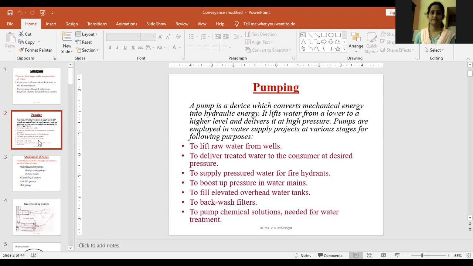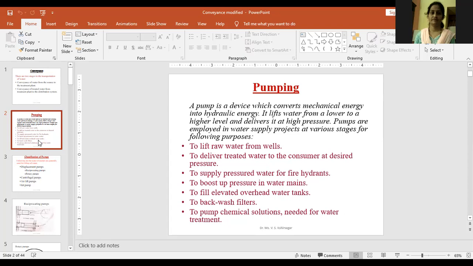A very short part is included for you about pumping, because the detailed understanding of pumping and pumps is in mechanical engineering. But still, civil engineers should have some knowledge of pumping because they have to use the equipment.